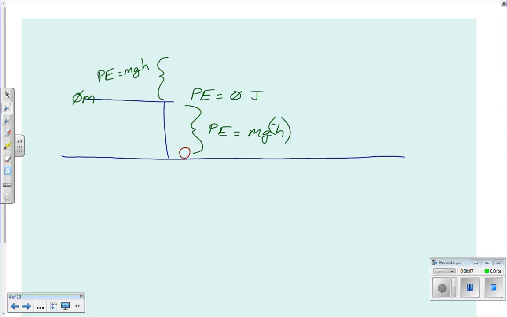Kinetic energy, by the way, can never be negative because the only thing that could be negative in that equation is velocity, but velocity gets squared. So when you square the velocity, if it's got a negative velocity, then squaring it gets rid of the negative sign. So kinetic energy is always positive, but potential energy can be negative if the object is below the reference level. Okay?